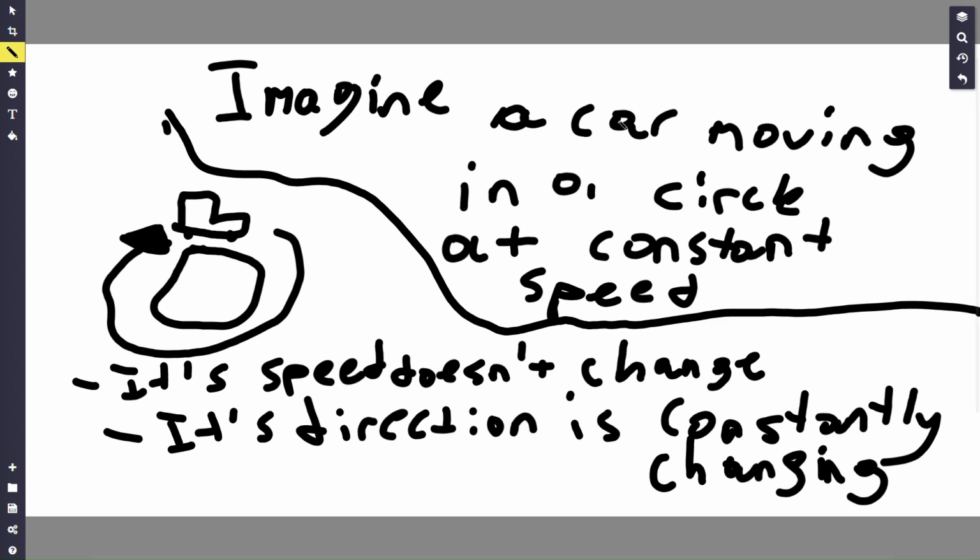So just to recap, here's an example of a car driving in a circle. Its speed doesn't change, it's at a constant speed, which means it has that same speed throughout, but its direction is constantly changing, therefore its velocity changes.